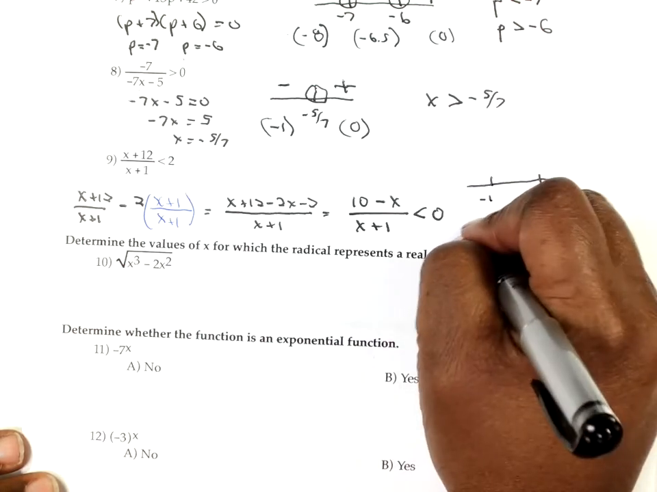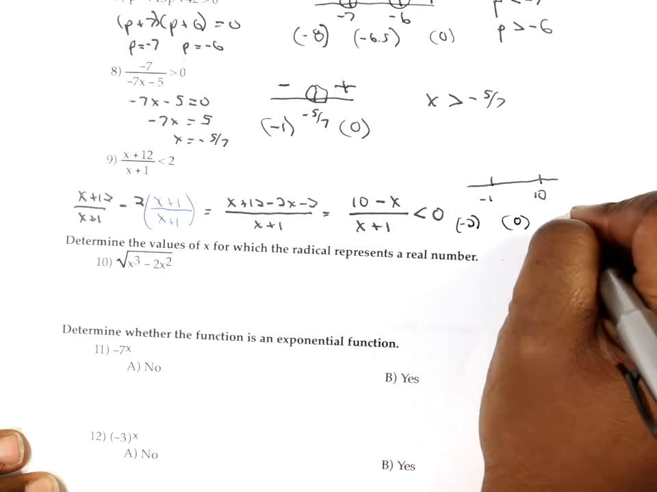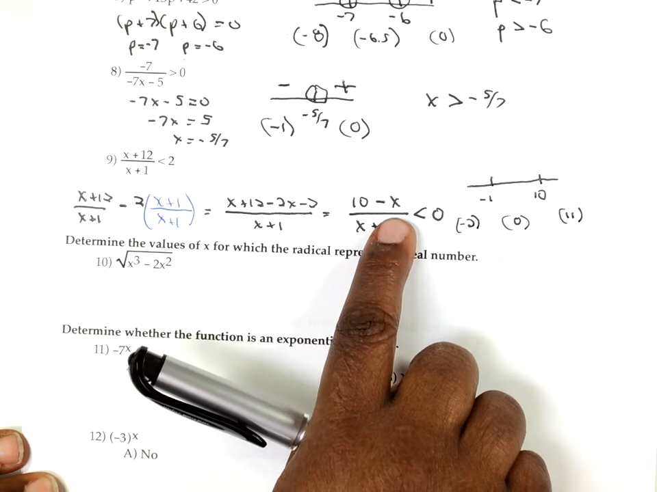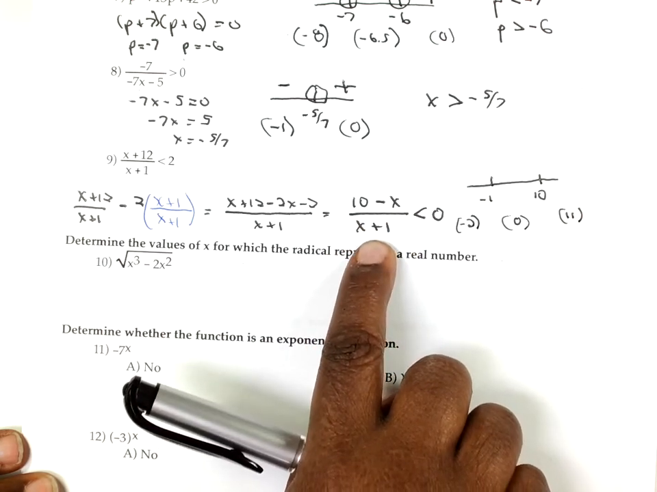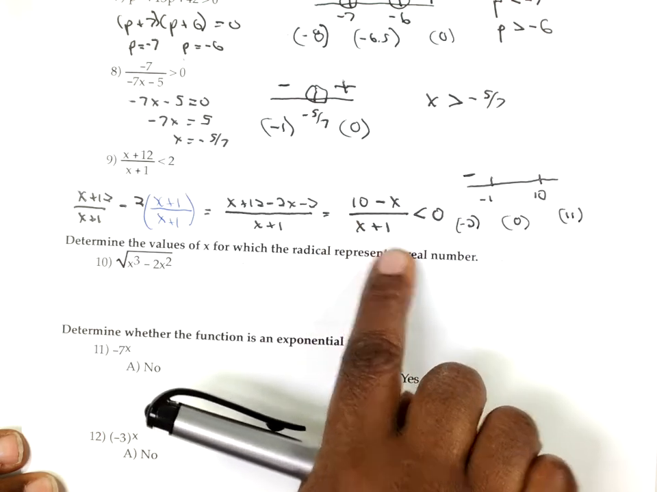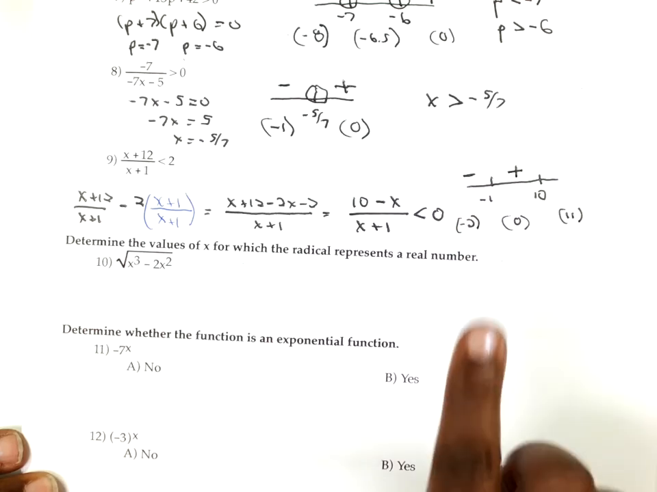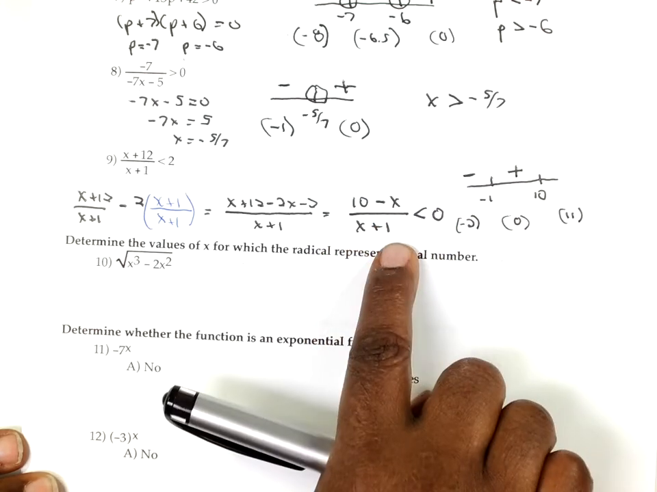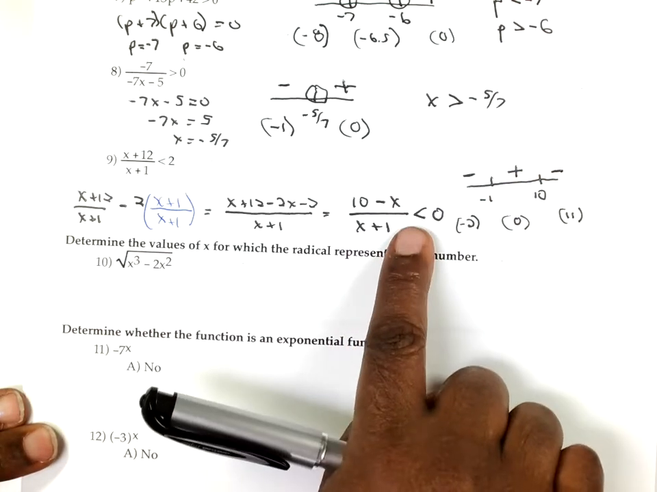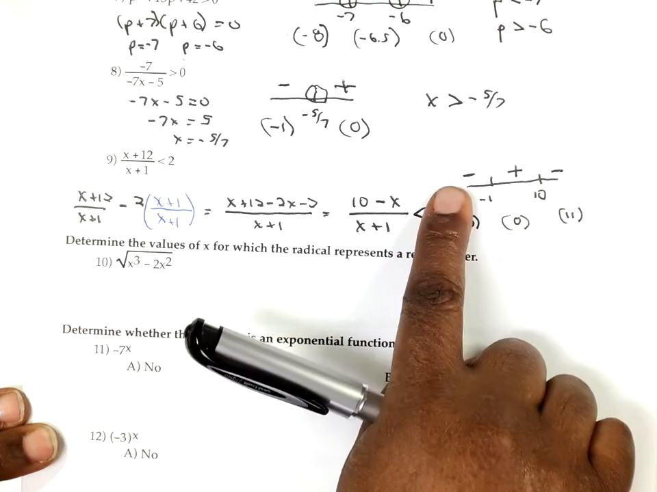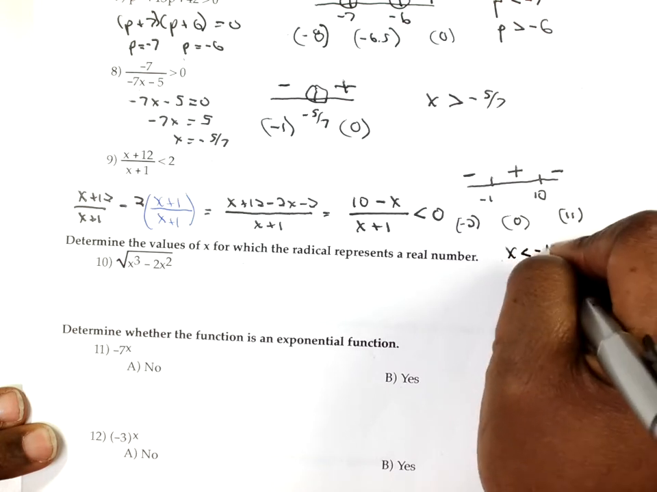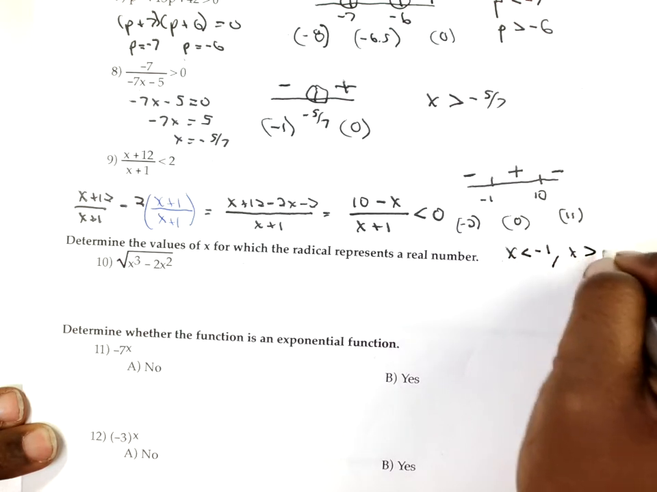So pick things in the interval, -2, 0, and 11. If I plug in -2 into this, on the top I'd get a +12, and on the bottom I'd get a -1, so that gives me a negative value. If I plug in 0, I just get 10 over 1, which is positive. And if I plug in 11, I would get -1 over 12, so that's a negative value. So my inequality, I wanted to know when it's less than 0, and it's true in this interval, and then again over here in this interval. So my solutions are x is less than -1 or x is greater than 10.